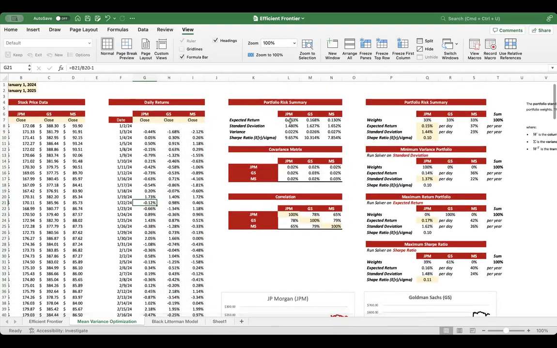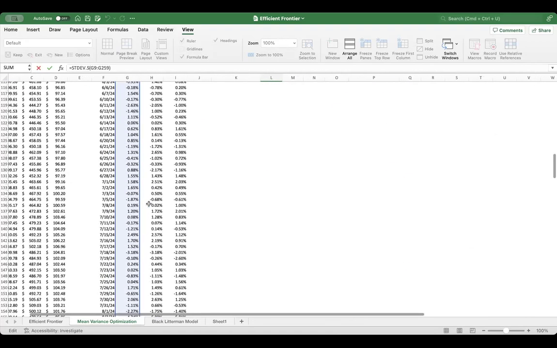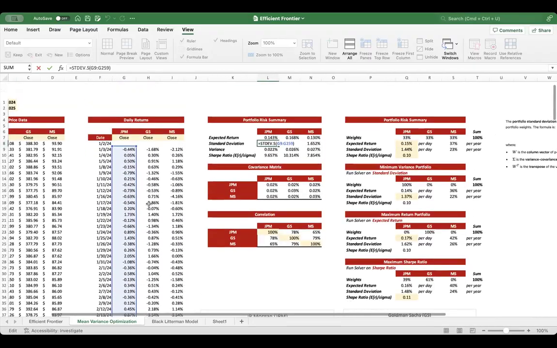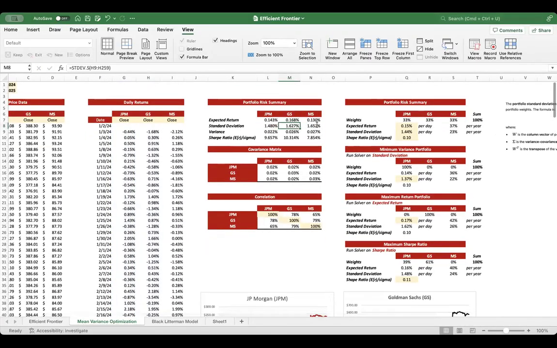For expected return, or mean return, it is the same thing. Instead of expected return, I can write mean return. Just take the average of individual returns. To arrive at standard deviation, take standard deviation dot sample and just take this whole array. So this is how you get standard deviation.